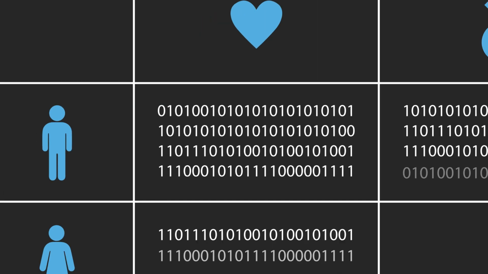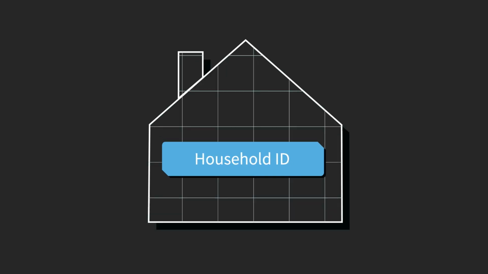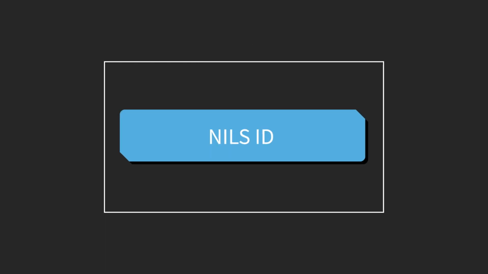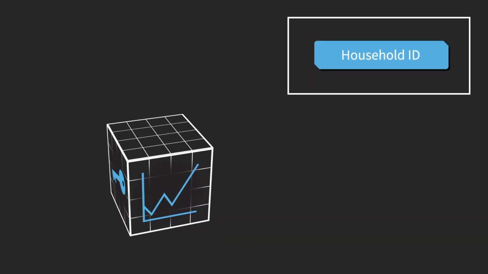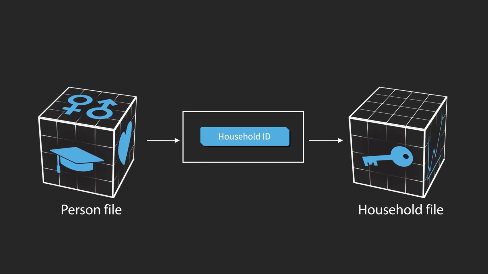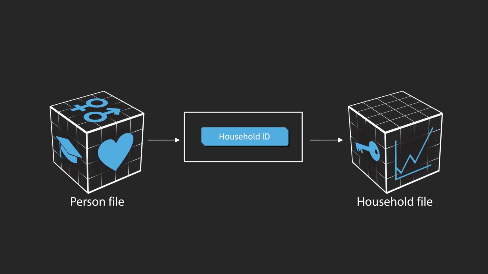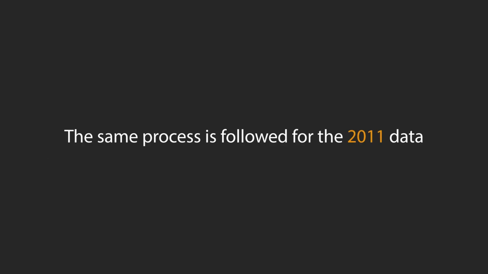In the census person file, there is a census person ID, unique to that census, a household ID showing which unique household they're in, and a unique NILS ID. In the census household file, there is the same unique household ID. The first step is to link the person and household files together for each census, using the household ID as the matching key. Since there may be more than 1 NILS member per household, a one-to-many join is required. The same process is then followed for the 2011 data. At this stage, you'll have 2 complete sets of 2001 and 2011 census data with person and household information.